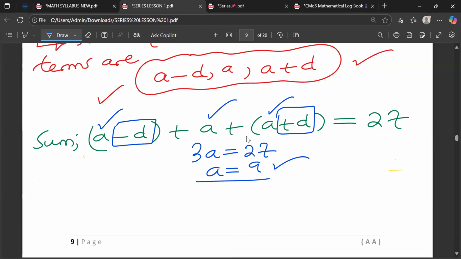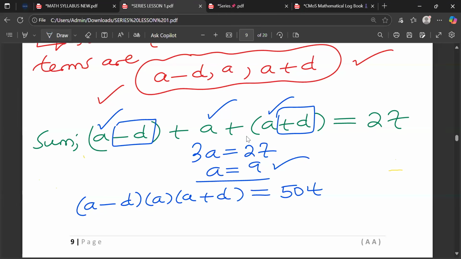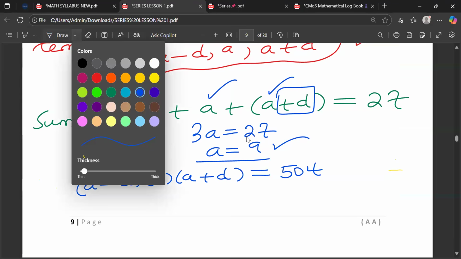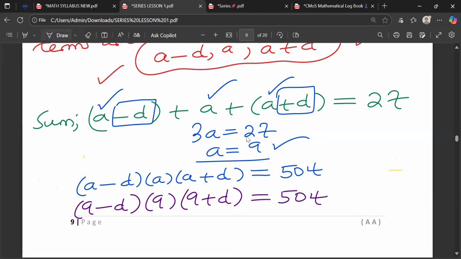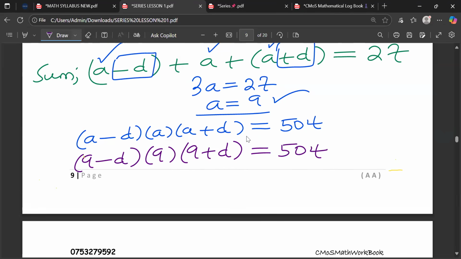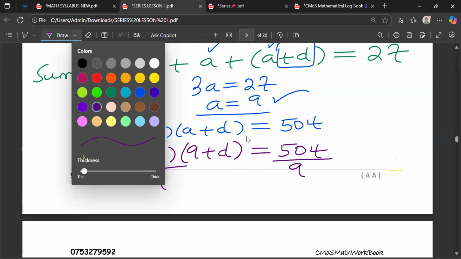After getting 9, they told you the product. They are 3, so that is their product. Product means multiplication. Their product is 504, isn't it? You come and substitute. A is 9. D is what you're looking for. A is 9. Remember we are looking for the value of a and d. Now you first get rid of this 9, over 9.